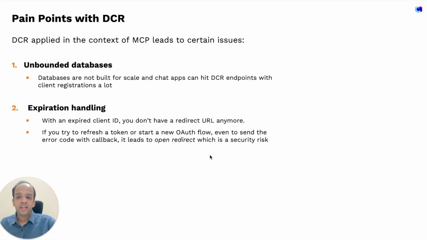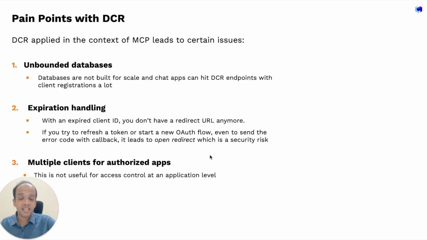The second thing is expiration handling. Now with this large amount of data, you have to obviously purge the older client IDs. And if you have an expired client ID, you are not able to have a redirect URI anymore. If you try to refresh a token or start a new OAuth flow, even if you want to send an error code with the callback, that leads to open redirect, which is a security risk in itself. So expiration handling is a pain point. The third thing is that because one application can have more than one and a lot of clients, if you're looking at the client screen, which shows you authorized clients, it is not really useful, right? It is a lot of noise and clutter out there. So this is really a pain point.